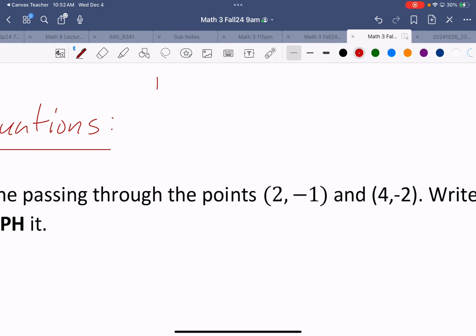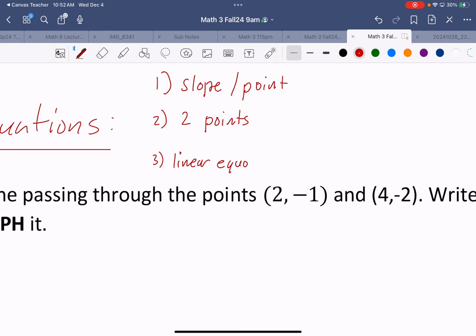So case 1 is when they gave you the slope and a point. Case 2, they gave you 2 points. Case 3, they gave you a linear equation and a point.